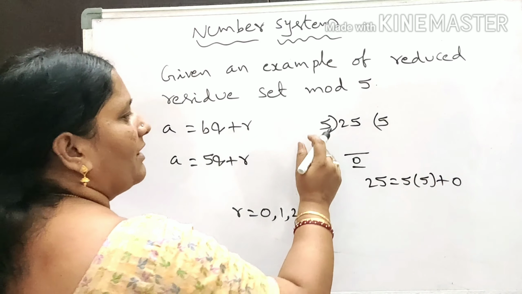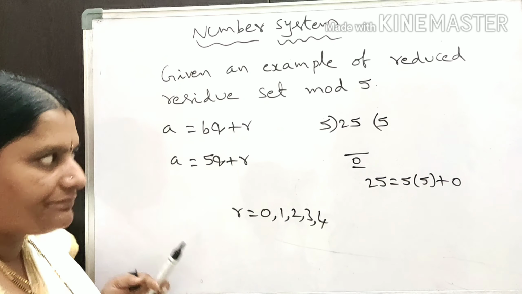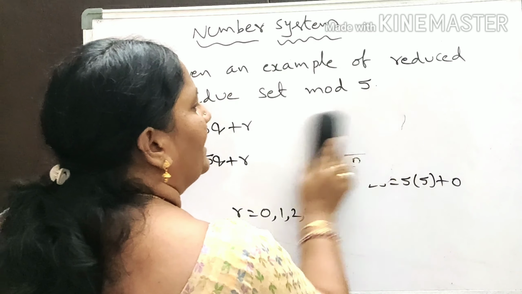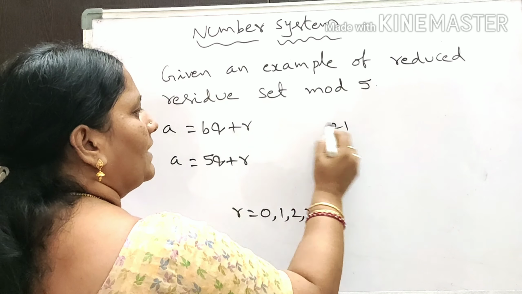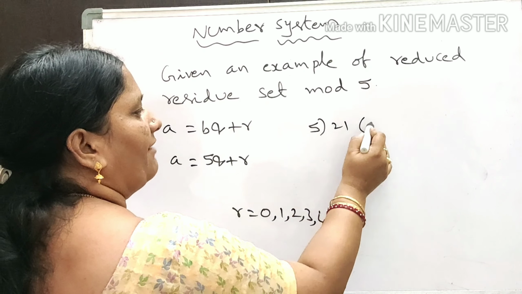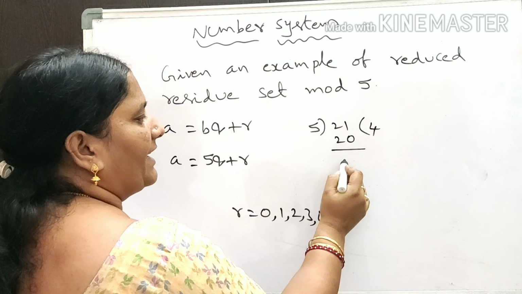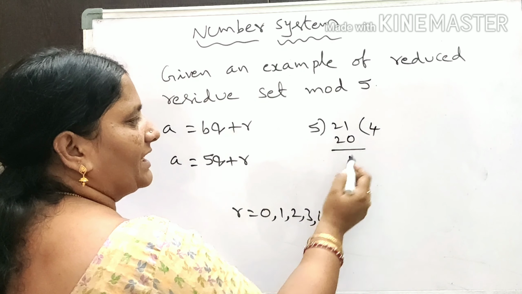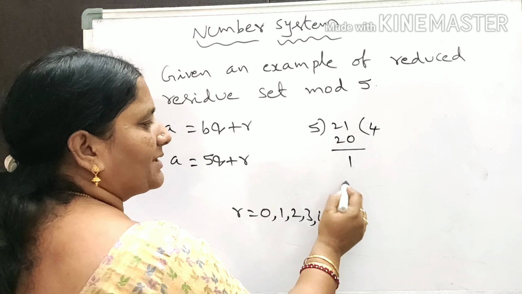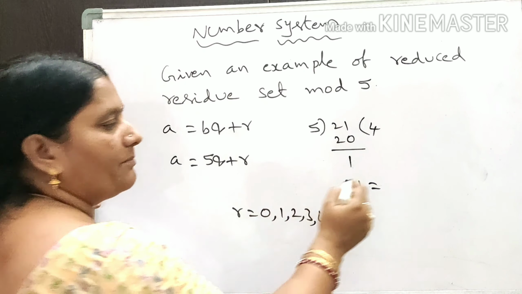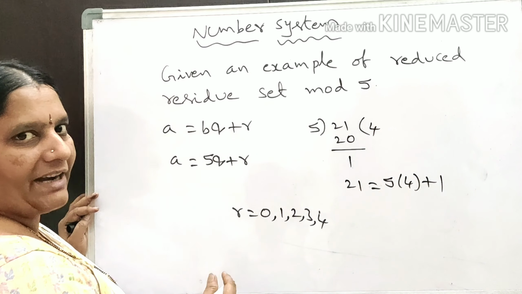And coming to 21: when 21 is divided by 5, 4 is the quotient, this is 20 here, and remainder is 1. So quotient is equal to 4 and remainder is 1. We can write 21 is equal to 5 into 4 plus 1. In this case remainder is 1.